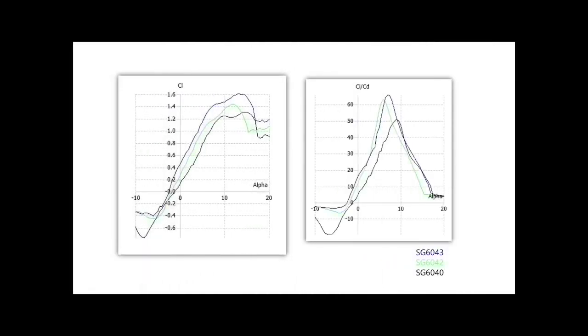We therefore chose to analyze the SG series, particularly the SG6040, 6042, and 6043 airfoils, which are widely used for wind turbine applications. CL over CD versus alpha graphs were plotted. The greatest aerodynamic performance for a Reynolds number of approximately 100,000 is given by SG6043 and SG6042.